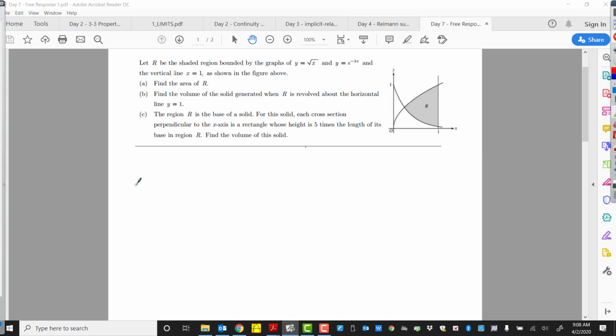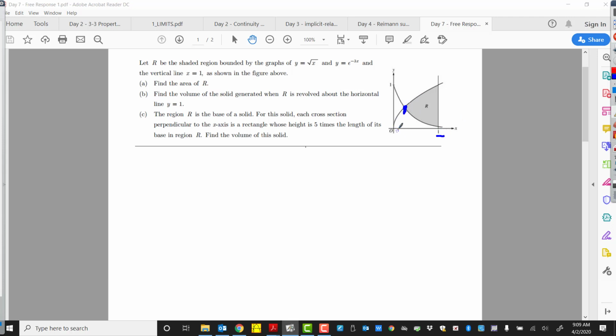Let R be the shaded region bound by the graphs y equals square root of x and y equals e to the negative 3x, and the vertical line x equals 1, as shown in the figure above. Find the area of R. So this is our first part of this problem. We need to find what this area is. So we see that this area starts at whatever this intersection is, and then goes to 1.